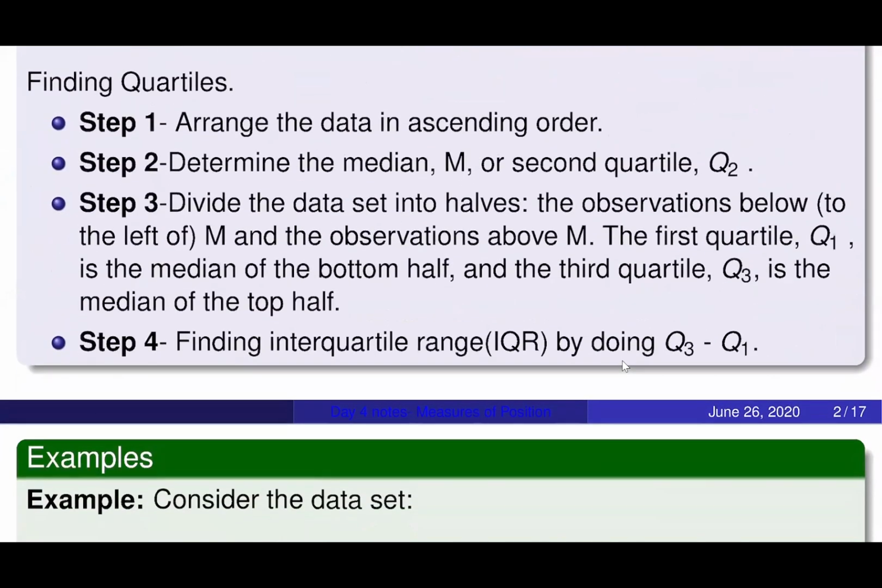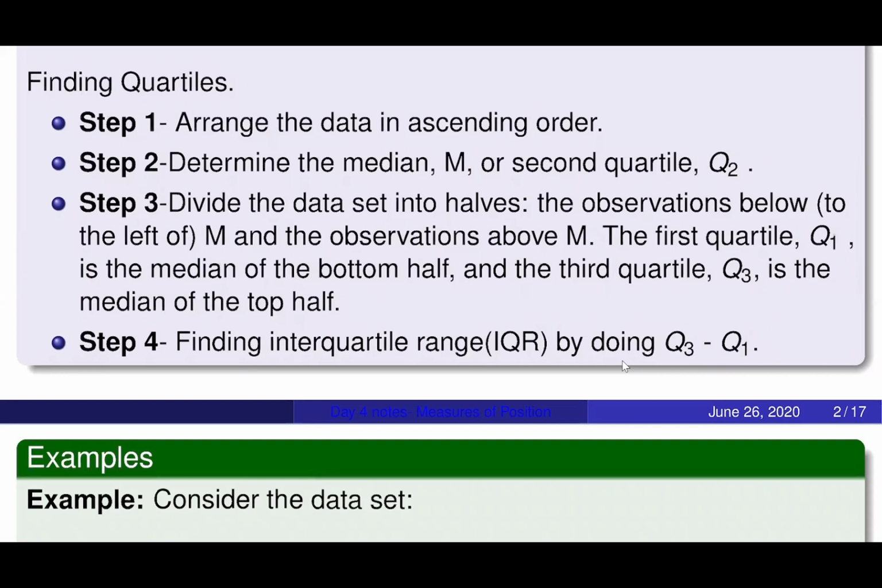All right. So these are the steps that we're going to be using in order to find the quartile. The first thing that you always want to do is arrange the data set from lowest to highest. That's step 1. Once you arrange the data set from lowest to highest, you want to determine what the median is, because the median is going to help you break up the data set into 2 equal groups.